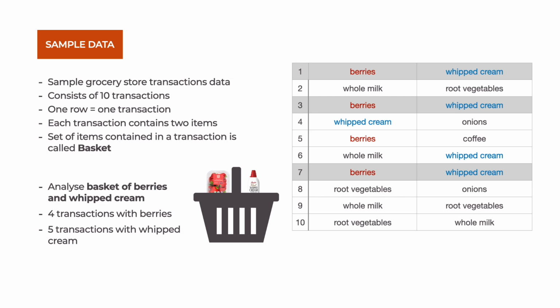And here I have highlighted berries in red and whipped cream in blue. So there are 4 transactions containing berries and 5 transactions containing whipped cream. And there are 3 transactions containing both berries and whipped cream. These are the rows shaded in gray. Armed with this understanding of data, let's learn and understand the 3 key concepts of support, confidence, and lift.